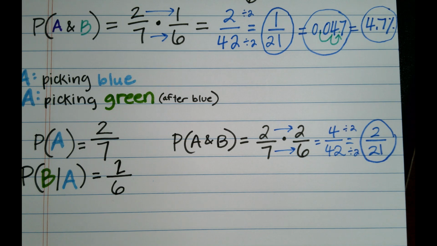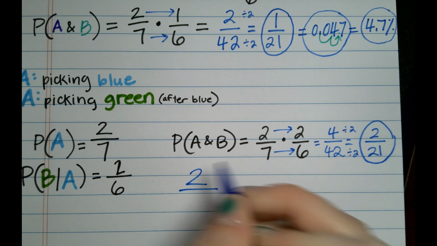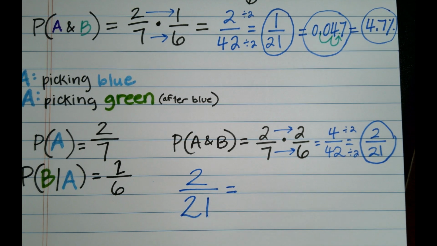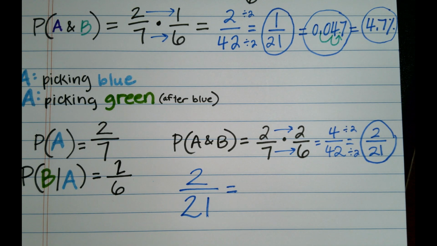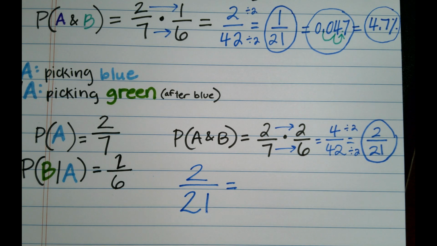All right, so now that we have our fraction, I want to see if you guys can get your decimal and your percentage next. 2 over 21. Let's find the decimal and the percentage. So I'm going to find that over here myself. I'll give you guys a minute to try to do that on your own.